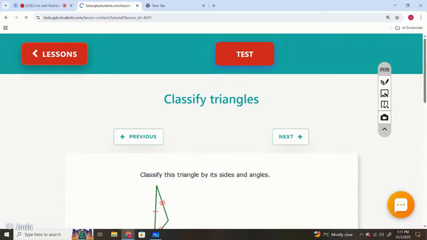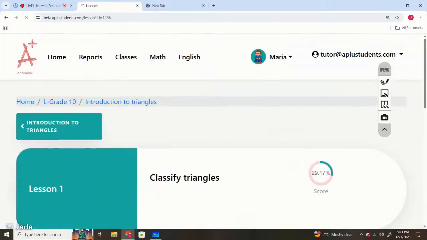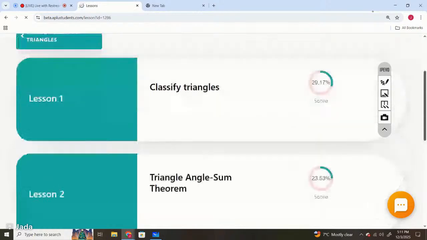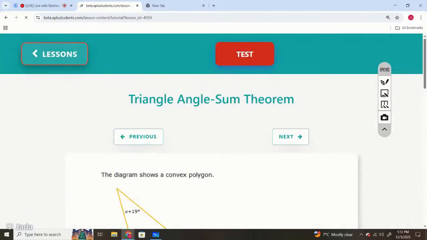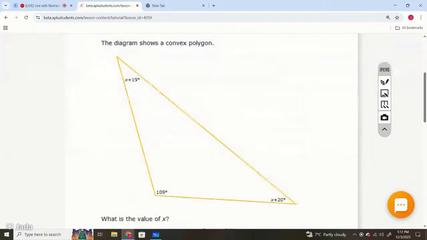The next lesson is identify triangle sum theorem. The diagram shows a convex polygon. What is the value of x?